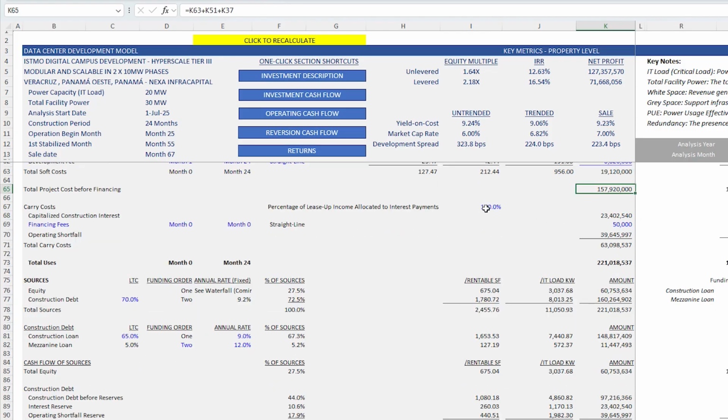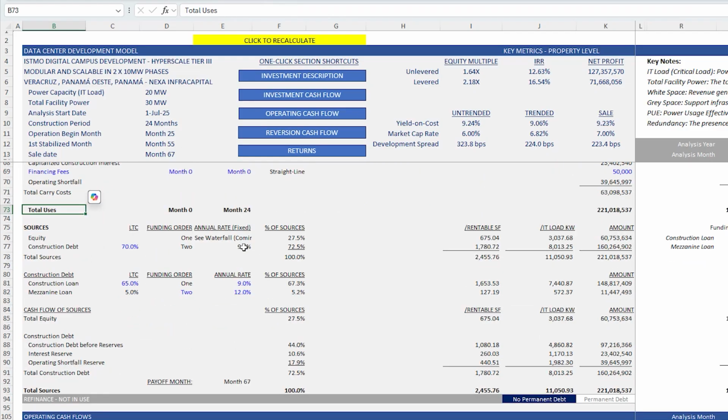You then enter in, say, a financing fee that is expected to be straight line, most often happens at analysis begin, or perhaps when your construction debt begins to fund. And that completes out our total uses. We then move into our sources, which cover our sources of capital, which cover our total uses.